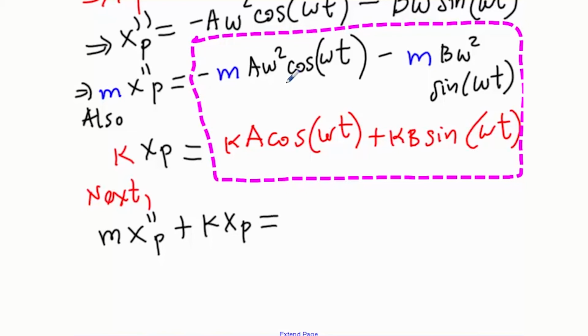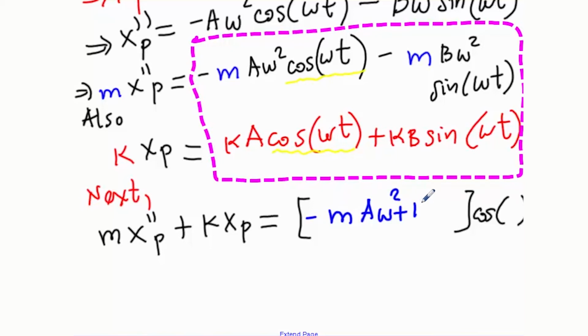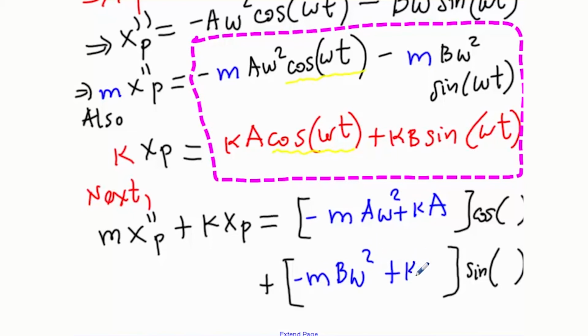You can picture here the terms that have cosine. So let's write cosine as a common factor, and then that would include minus m a omega squared, and then plus k a. That would be what multiplies cosine. And then we can do something similar for collecting the terms that have the sine function. So plus this here times sine, and the terms with the sine function will include minus m b omega squared plus k b. Of course, the argument of cosine and sine is omega t.